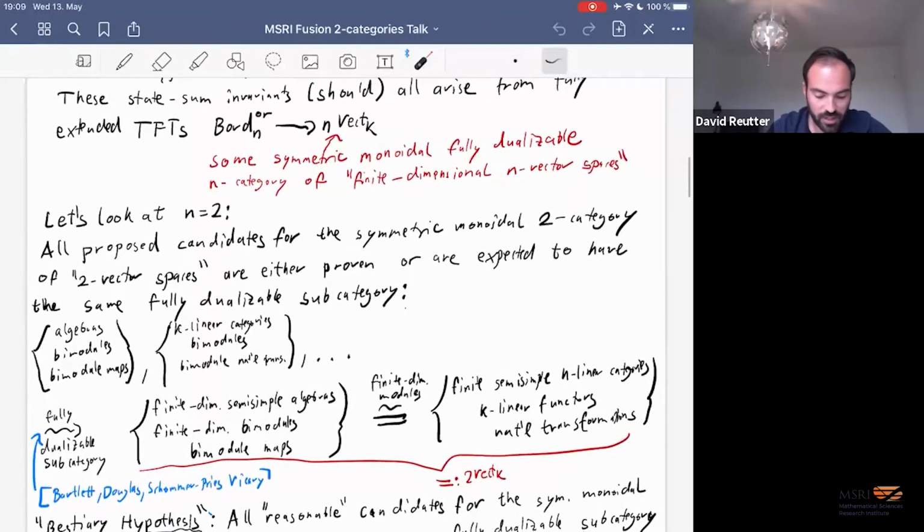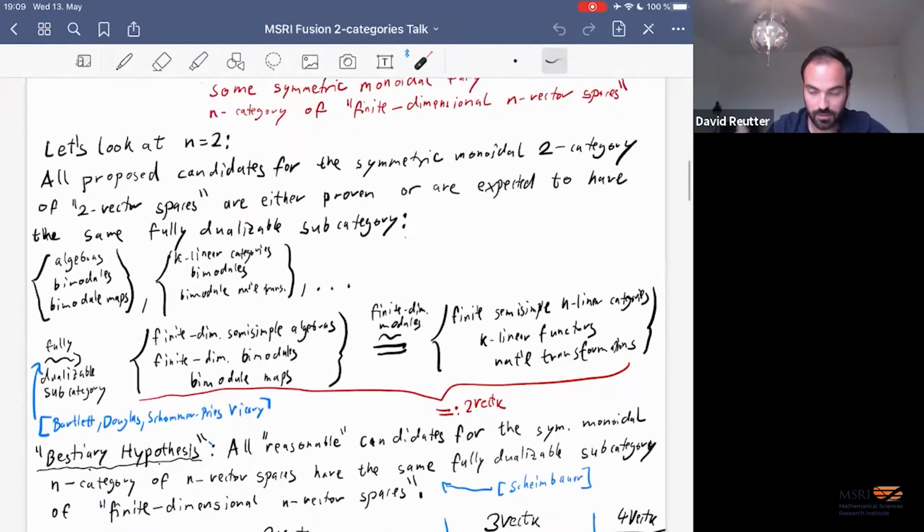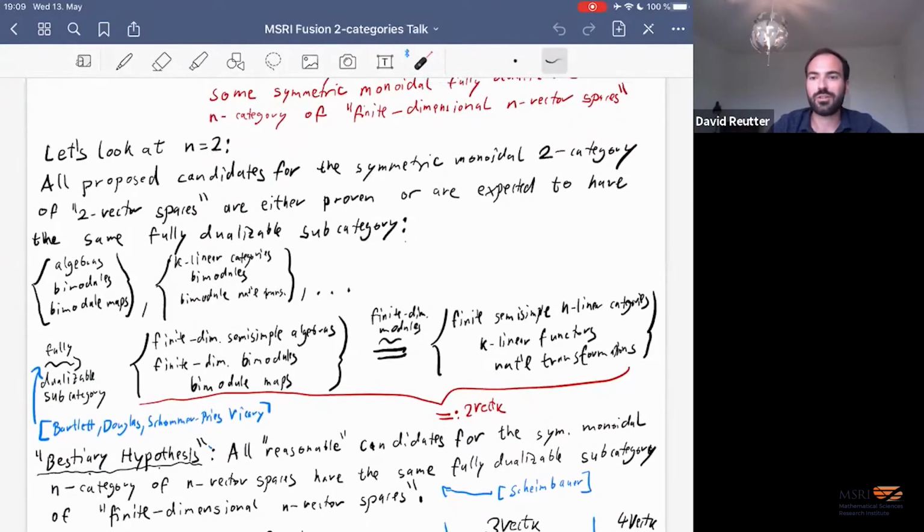And so there's something one could call the best-Jerry hypothesis. I think this name is due to Claudia Scheimbauer, which very roughly goes, and this is of course no serious thing at the moment, but it roughly goes: all reasonable candidates for the symmetric monoidal n category of n vector spaces should have the same fully dualizable subcategory of finite dimensional n vector spaces. And of course, the question is, what is that?